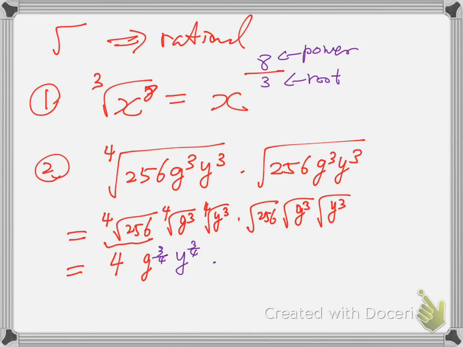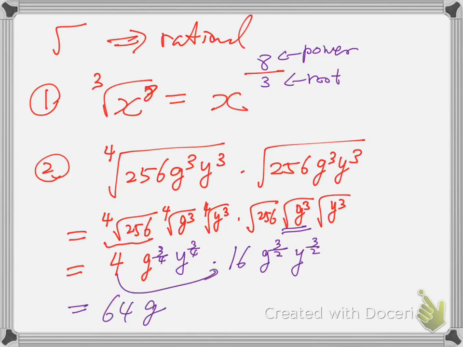Times the square root of 256, which is 16, and the square root of g cubed and y cubed, so it's 3 over 2 for g and 3 over 2 for y, square root. Now 4 times 16 is 64. And then g, 3 over 4 plus 3 over 2, so this is 9 over 4.